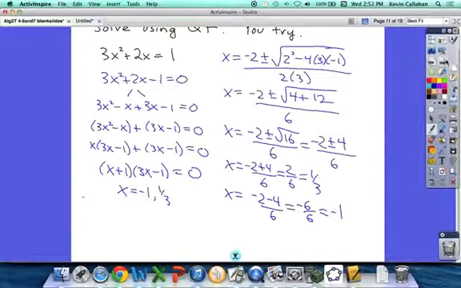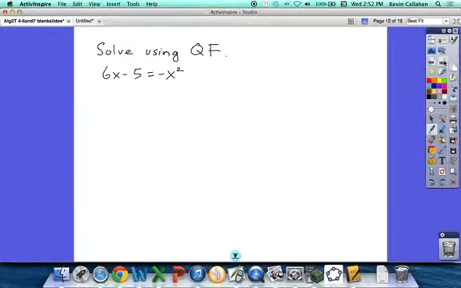You're ready. Okay, solve using quadratic formula. What would I have to do first on this? We need a 0 on one side. It doesn't matter which way you do it. Again, I would prefer to move the x squared because it's negative over here. It'll be positive over here.